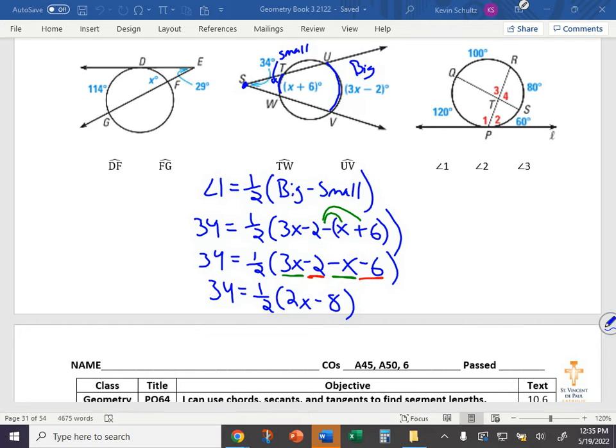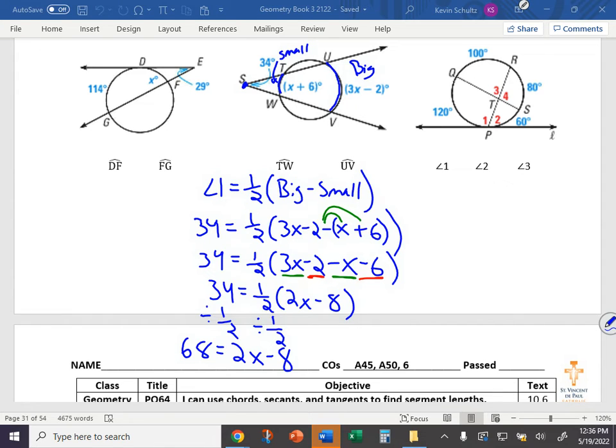So one way to get rid of this half out in front and unlock those parentheses would be to divide both sides by 1/2, which is the same as multiplying both sides by 2. So that's an option, right? If I divided both sides by 1/2, or again, doubled both sides, I will get 68 equals 2x minus 8. Nice two-step equation to solve there.